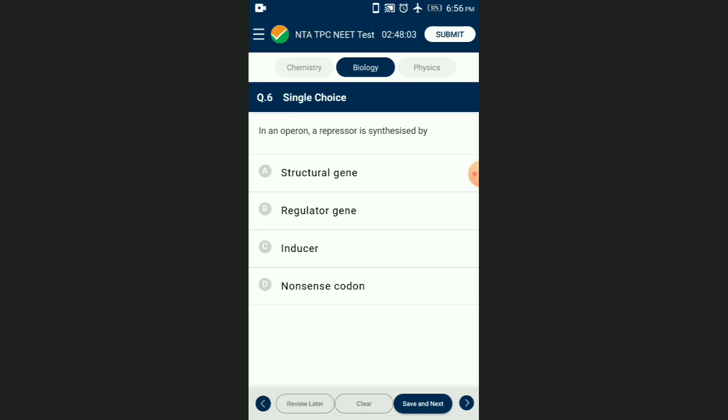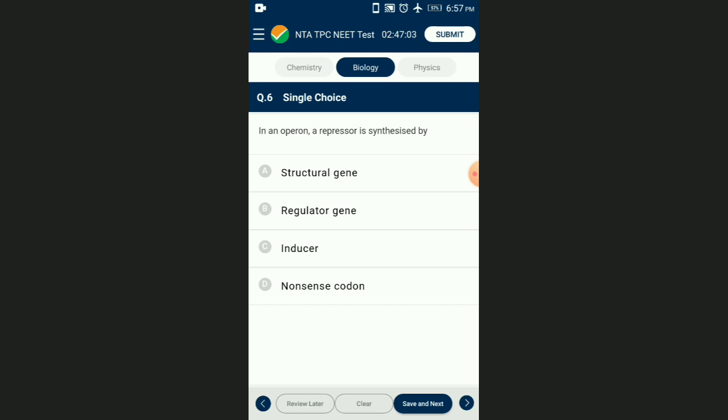Question number 6. Operon repressor is synthesized by. The lac operon is an operon, or group of genes with a single promoter. The genes present in the operon code for the proteins that allow the bacteria to process lactose as an energy source.